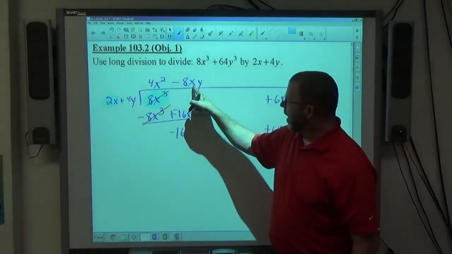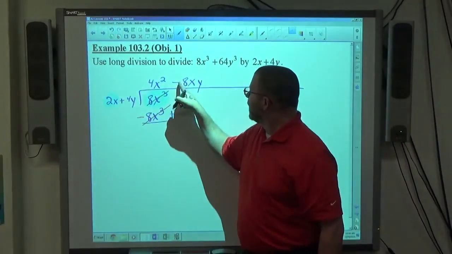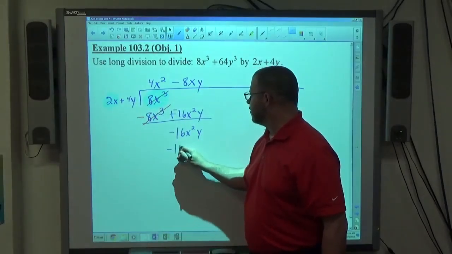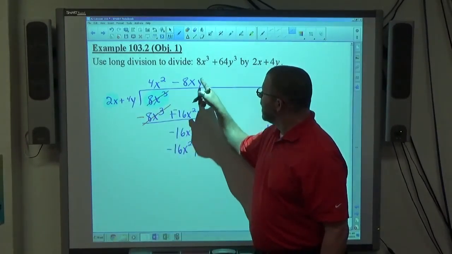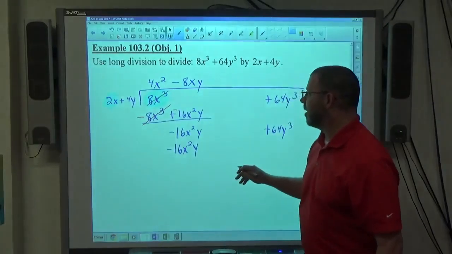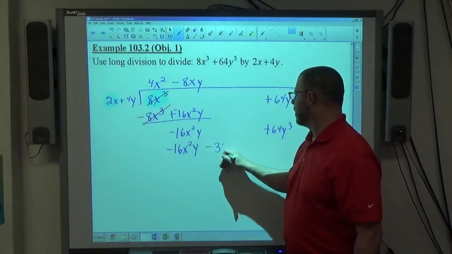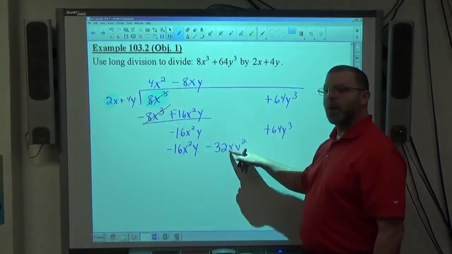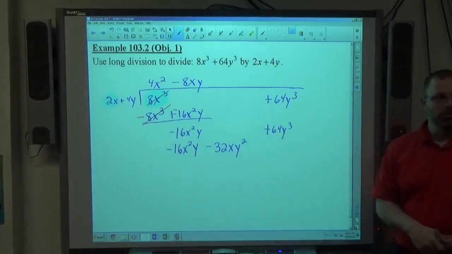We take the quotient answer times both pieces of the divisor. Negative 8xy times 2x makes negative 16x squared y. Negative 8xy times positive 4y makes negative 32xy squared. That is not y cubed, so I did not put it underneath the y cubed.